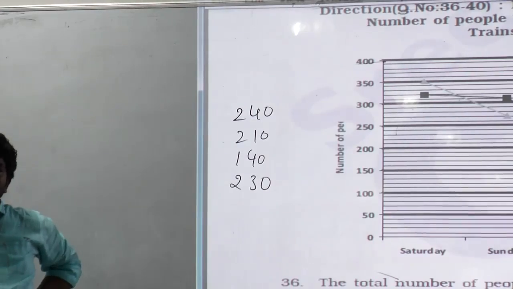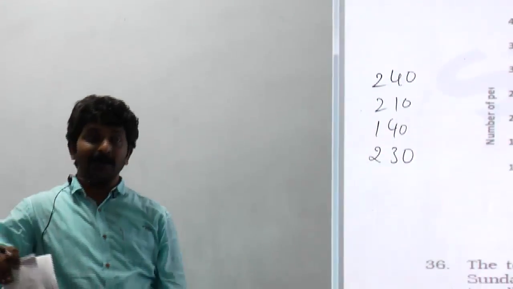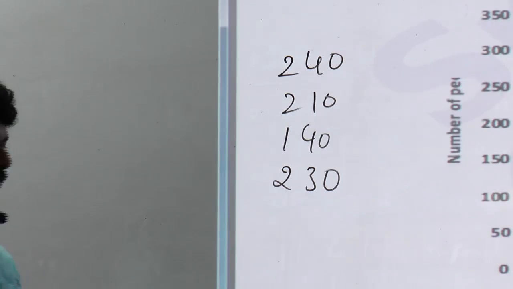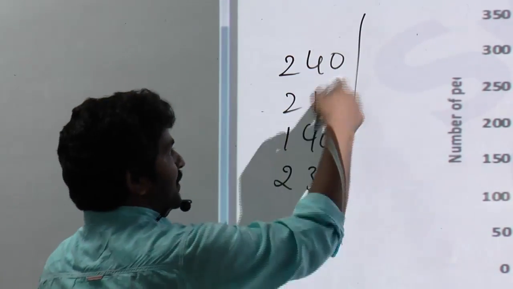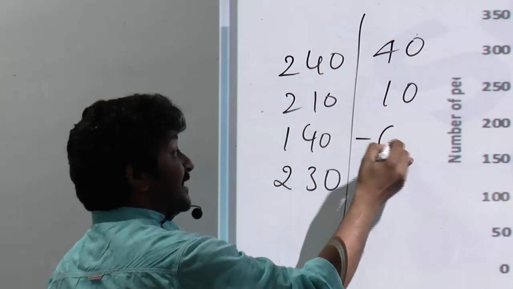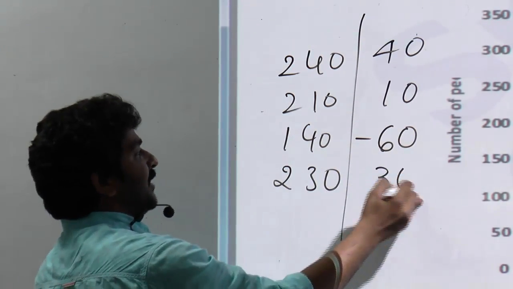Right. Average. How to get average? Take benchmark. How will you get benchmark? Look at the options. Options are very close to 200. Take 200 as benchmark. This is 40 more. This is 10 more. This is 60 less. And this is 30 more.